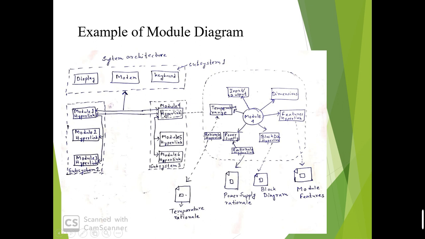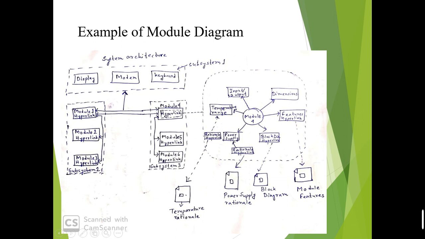So here of computer, we have the display, modem, keyboard options. It is actually my subsystem 1. And in subsystem 2 we have module 1, module 2, module 3, and corresponding hyperlinks are there. And for subsystem 3 also we have module 4, module 5, module 6, and also the corresponding hyperlinks are there. So if I select the hyperlink of module 4 of subsystem 3, then see, the hyperlink will be represented.